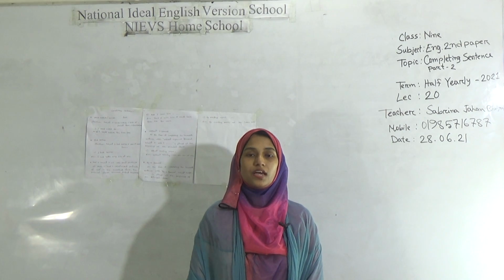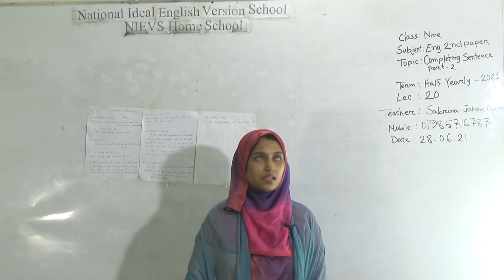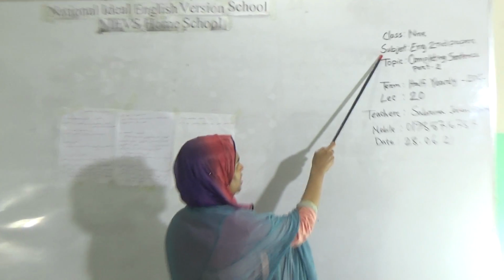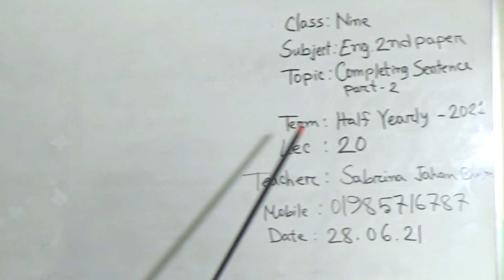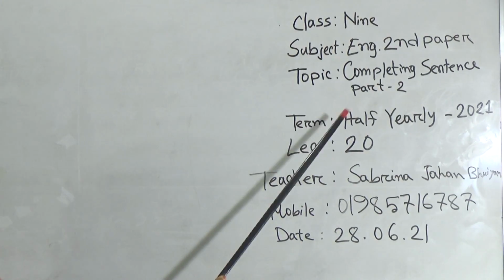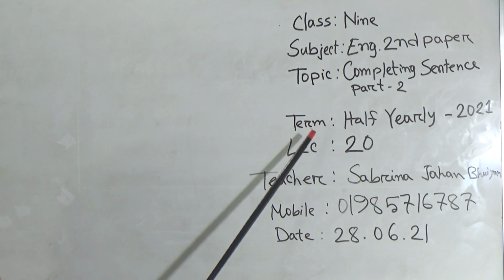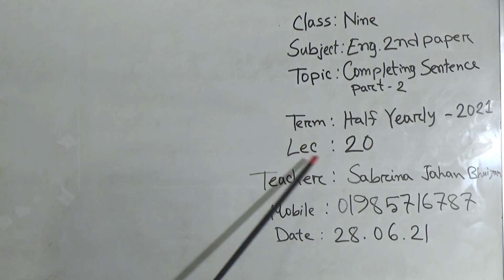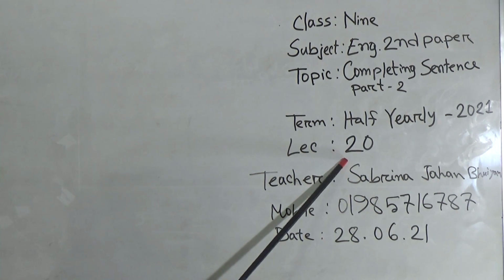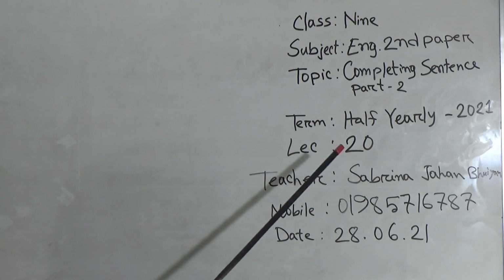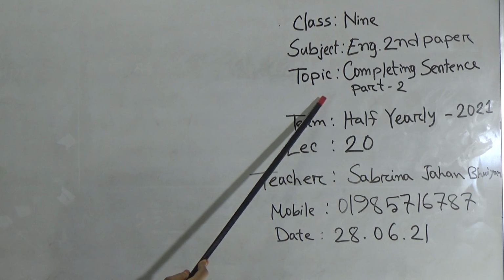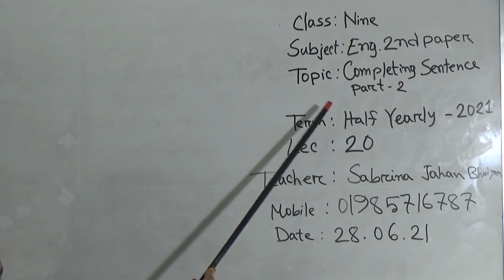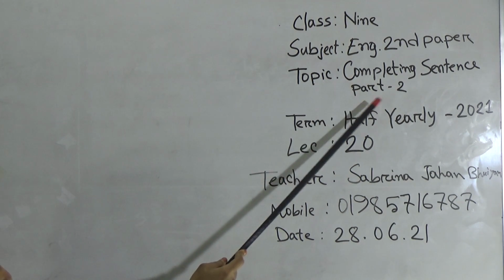Dear students, today I am going to take English second paper class for the students of class 9. Our today's topic is completing sentence and this is our lecture number 2. Term half yearly, and our lecture number is 20. Today we have already discussed about this topic in our previous YouTube class, so it's part number 2.